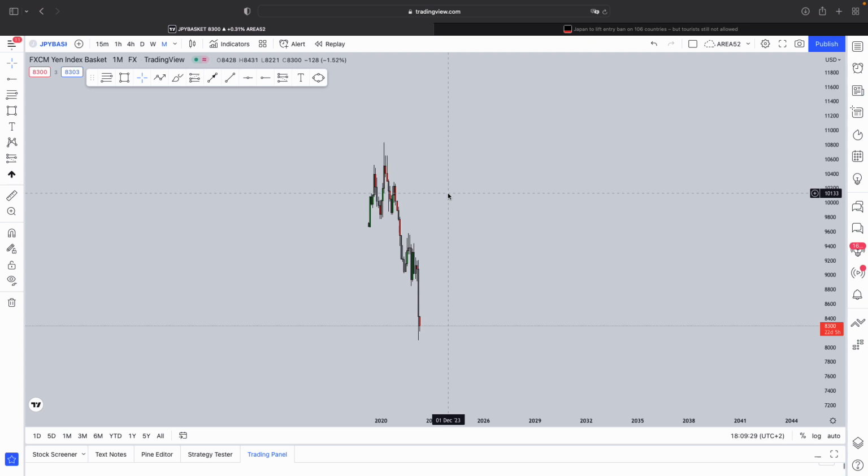So today we are going to take a look at the Japanese yen as a standalone currency because there's some very interesting news that just came out.